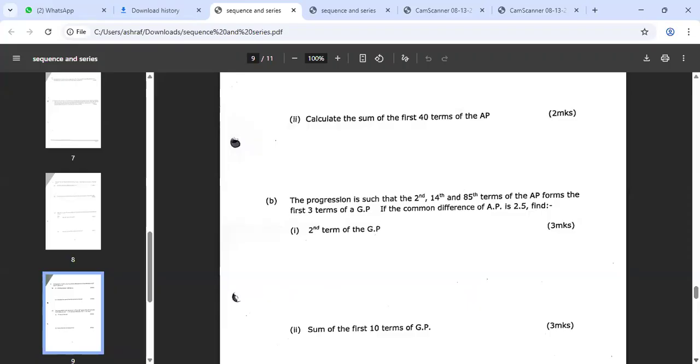Remember, I'm not using the long method. We have been told the above progression is such that the second, 14th, and 85th terms of the AP form the first three terms of the GP. So in the AP, the value of A is given as 3.5. But you've been told to use a common difference of 2.5. So what will you get as the value of the second term of the GP?